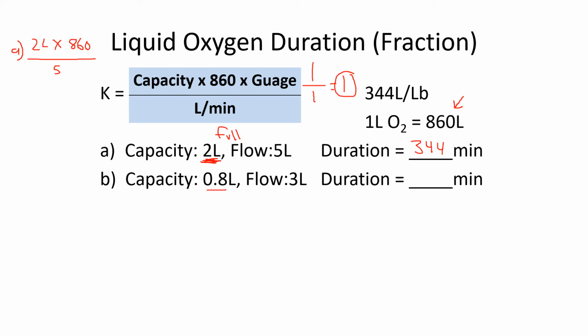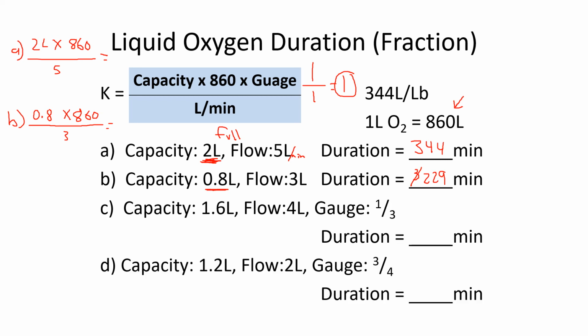All right, this time we got a little tiny container, 0.8 liters worth. For every liter we get 860, and this time we're delivering a rate of 3 liters per minute. Six, half of 6, yeah, 3 something. 3, 229, 229. All right, so we're assuming these are full containers, and we're using it down to the rest.